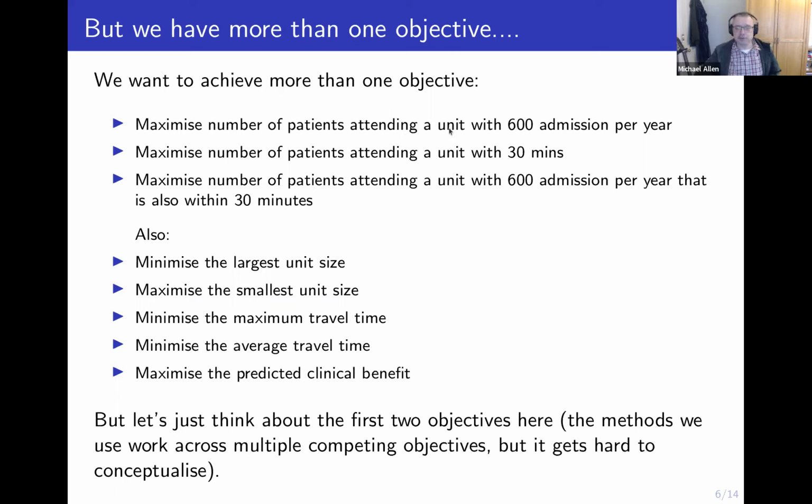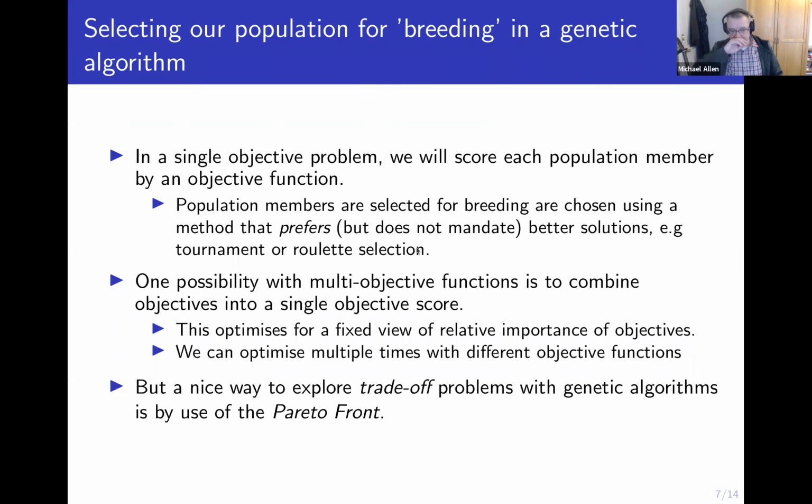But let's just think about these first 2, because this is a typical case where those 2 things are mutually competing, in that if I want to maximize the number of patients attending a unit with 600 admissions per year, I want to have fewer units. I want to reduce the number of units, get rid of any small units that are there. But if I want to maximize the number of patients attending a unit within 30 minutes, I want to maximize the number of units I've got around the place. The more units I've got, probably the more percentage I can get within 30 minutes. So we've got conflicting objectives.